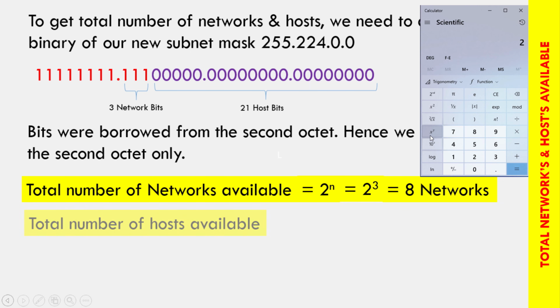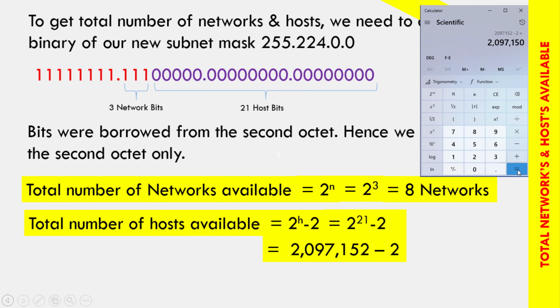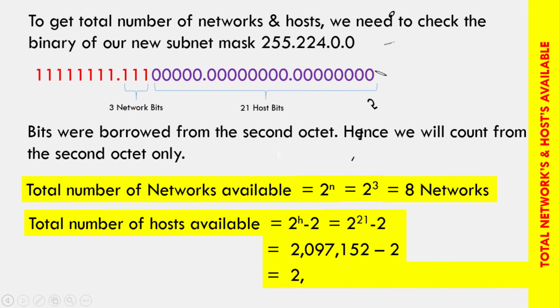Total number of hosts available equals 2 raised to h minus 2, equals 2 raised to 21 minus 2, equals 2,097,150 hosts on each network.